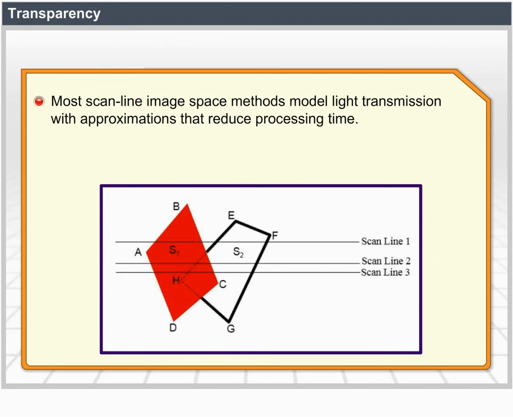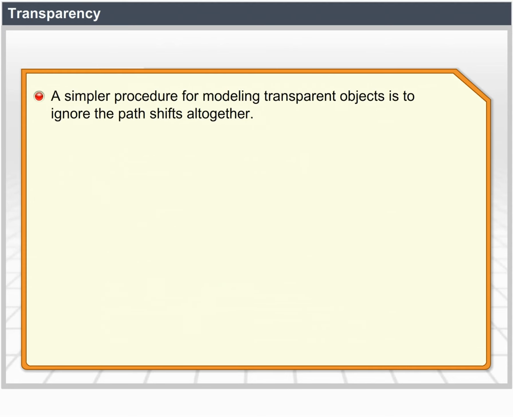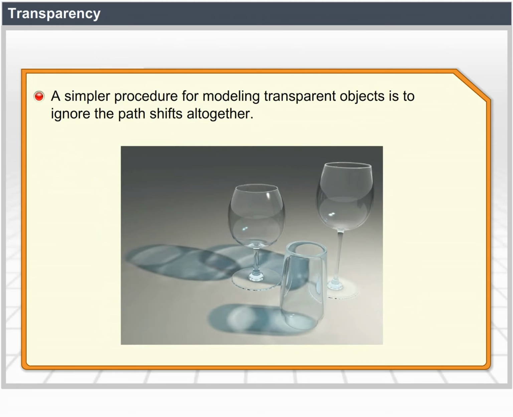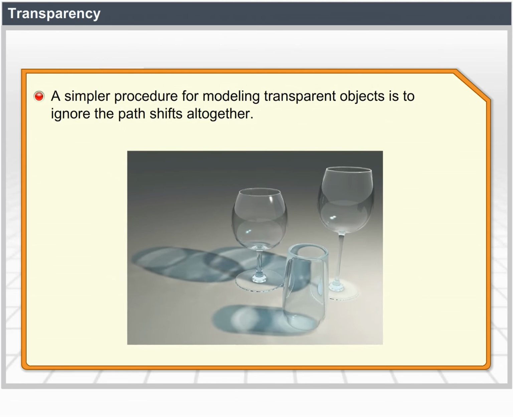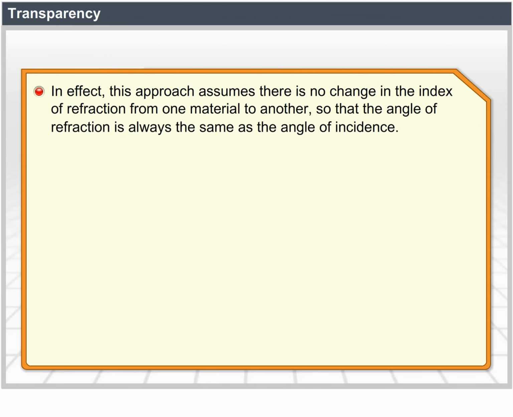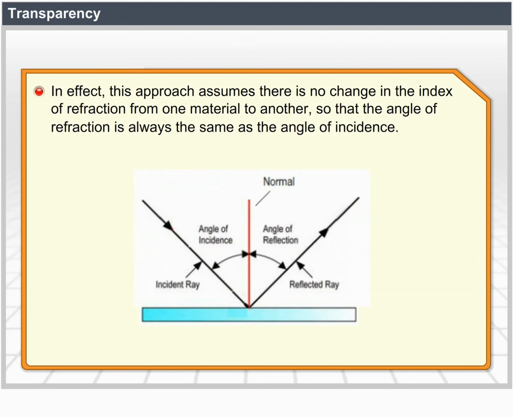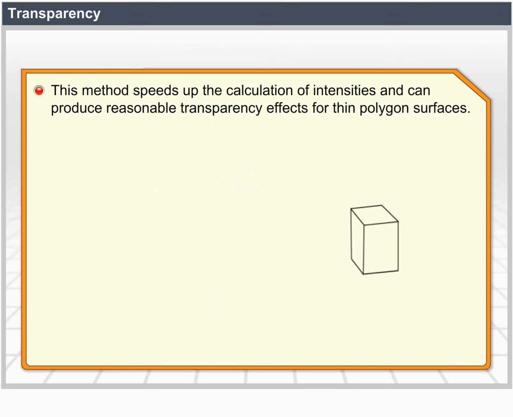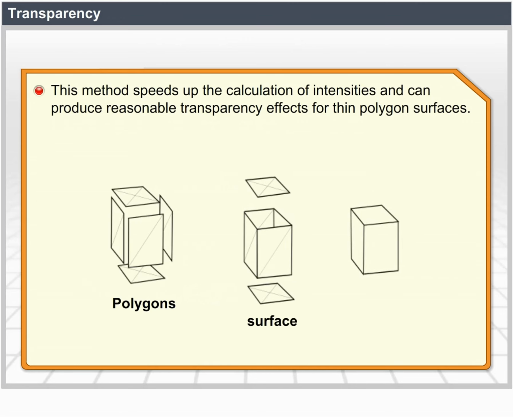A simpler procedure for modeling transparent objects is to ignore the path shifts altogether. In effect, this approach assumes there is no change in the index of refraction from one material to another, so that the angle of refraction is always the same as the angle of incidence. This method speeds up the calculation of intensities and can produce reasonable transparency effects for thin polygon surfaces.